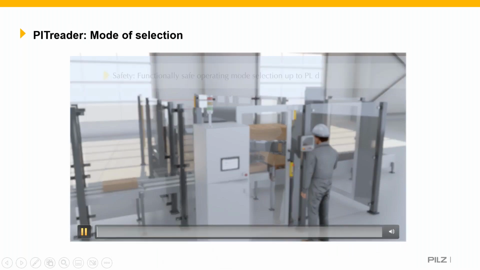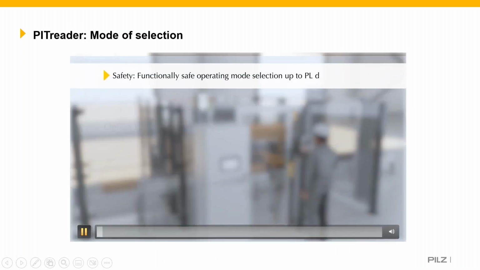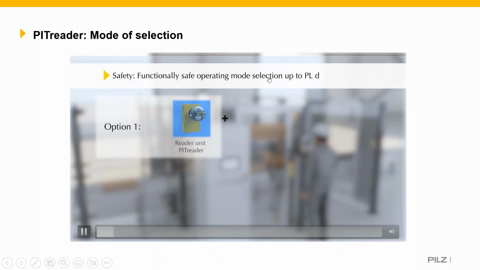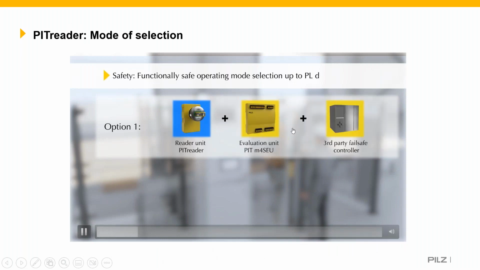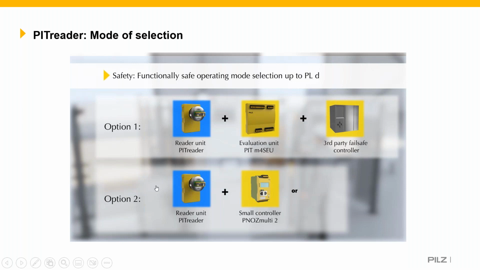So again, another video. This is a functionally safe operating mode up to PLd. Option 1 would be our reader with our evaluation unit and a third party or a Pilz fail-safe controller. Option 2 is the reader, but with one of our controllers with the software inbuilt.